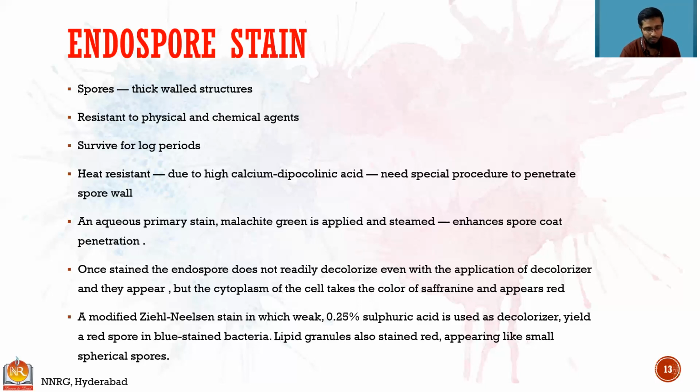So what is the next point? A modified Ziehl-Neelsen stain. The scientist's name is Ziehl-Neelsen. He prepared that stain, which is used along with 0.25% sulfuric acid as a decolorizer. When this is applied, a red spore is formed in a blue stained background. What it means is, the bacterium is blue stained and the endospore absorbs the light color, so it will show as a red color against blue. Okay, we'll see the procedure now.